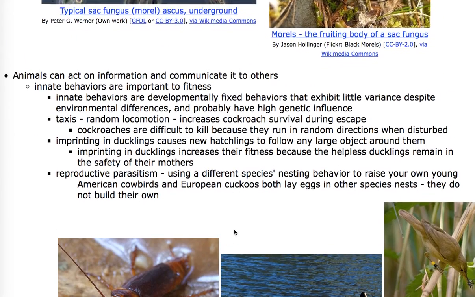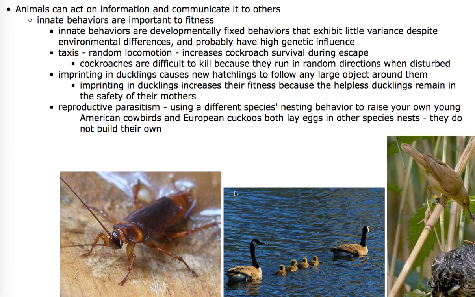And that brings us down here to animals act on information and communicate it to others. So when an animal observes something, especially social animals, they attempt to communicate this to the animals around them. Turns out that innate behaviors are important to fitness. Innate behaviors are things like a cockroach has, that its taxis, random locomotion, increases cockroach survival during escape. Cockroaches are difficult to kill because they run in random directions when disturbed. But that kind of behavior is definitely a fit thing for them.